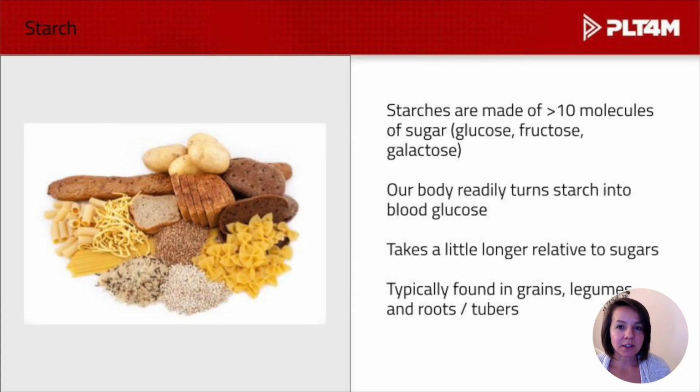Because most of the starch that we eat is found in things like grains, legumes, tubers, starches are also a pretty good source of fiber and protein, as well as a wealth of different vitamins and minerals.